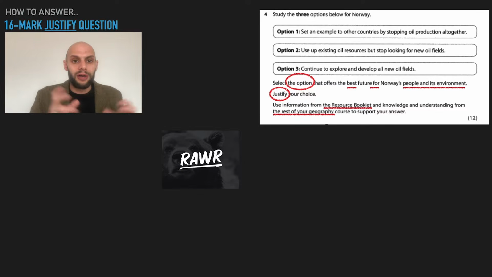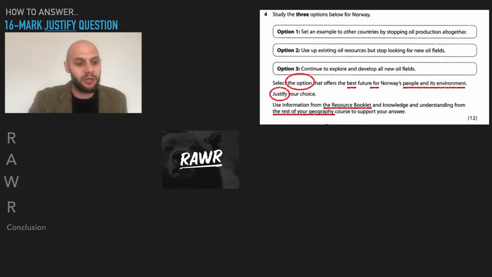This is the structure I want you to follow: R-A-W-R, RAW, with a conclusion. So what does RAW stand for? The first R stands for the reason for your option. So you've got to get a piece of evidence and explain or give a reason for the option that you've chosen.